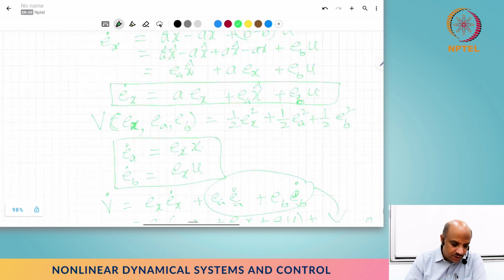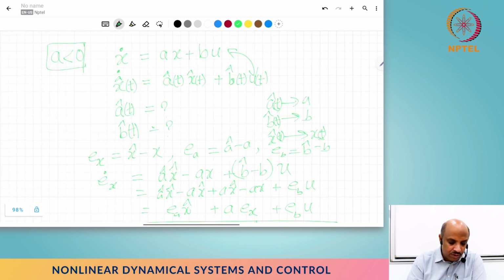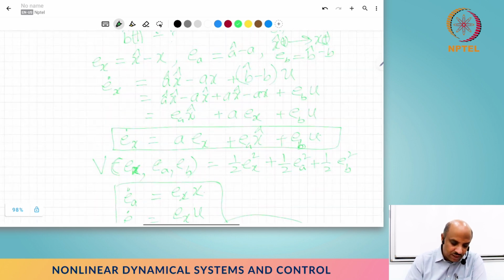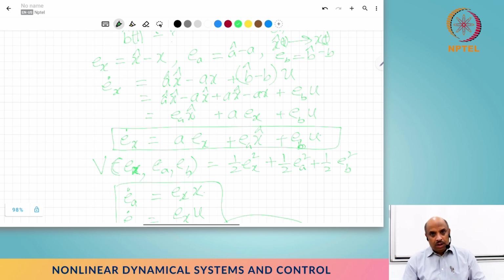And since A is negative and U, let's say hopefully, is a bounded input, we can actually conclude that X is going to be bounded. If X is bounded, Ex is bounded, so X hat is going to be bounded, and A is a constant, B is a constant, so EA is bounded, EB is bounded, so A hat and B hat are bounded. So what we conclude from all this is basically all the variables that we are dealing with, X, X hat, A hat, A, B, B hat, and U, are all bounded.